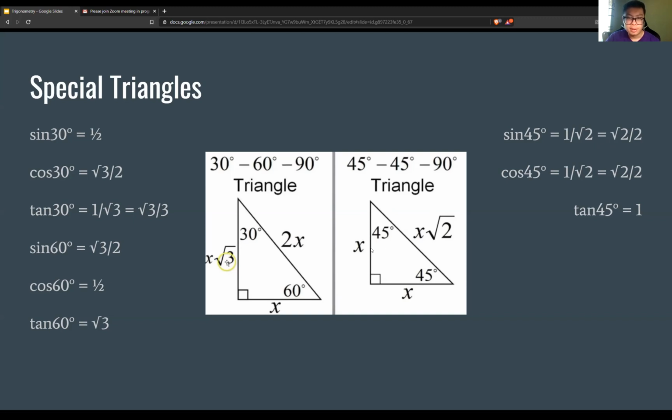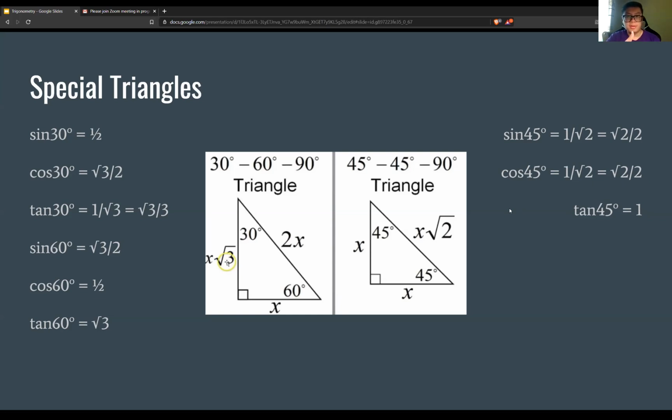Cosine of 45 is equal to the same thing, right? Because the opposite side is equal to the adjacent side. So they're both x in this case. And so you get the same ratio, square root 2 over 2 for 45 degrees. Now tangent of 45 degrees, that's opposite over adjacent. Since the opposite is equal to adjacent, that means the ratio will be equal to 1.